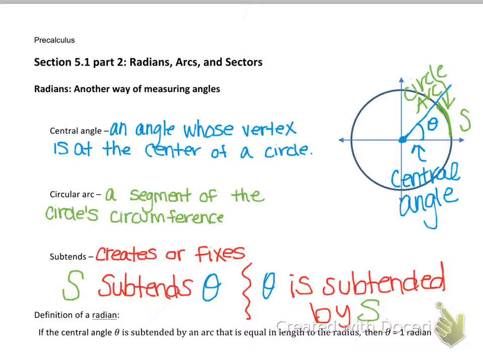So the definition of a radian is if the central angle theta is subtended by an arc that is equal in length to the radius, then that theta equals 1 radian. So again, if the central angle theta is subtended by an arc that is equal in length to the radius, then theta is 1 radian.